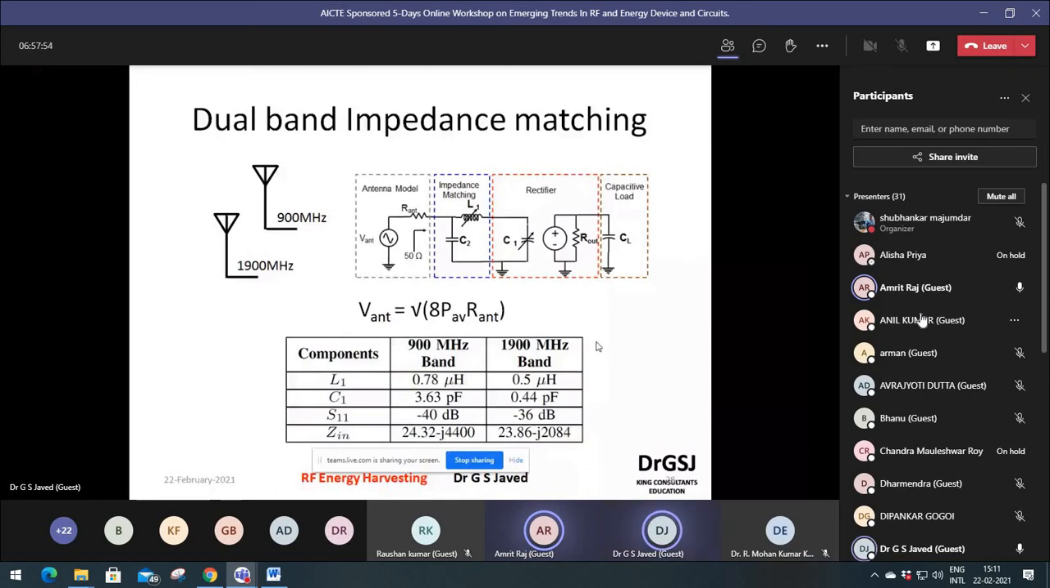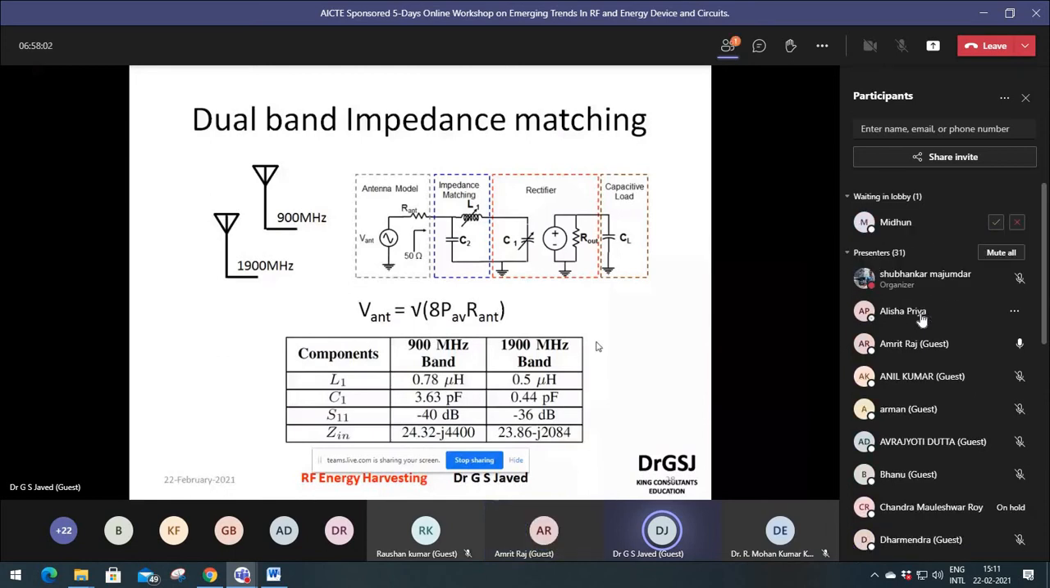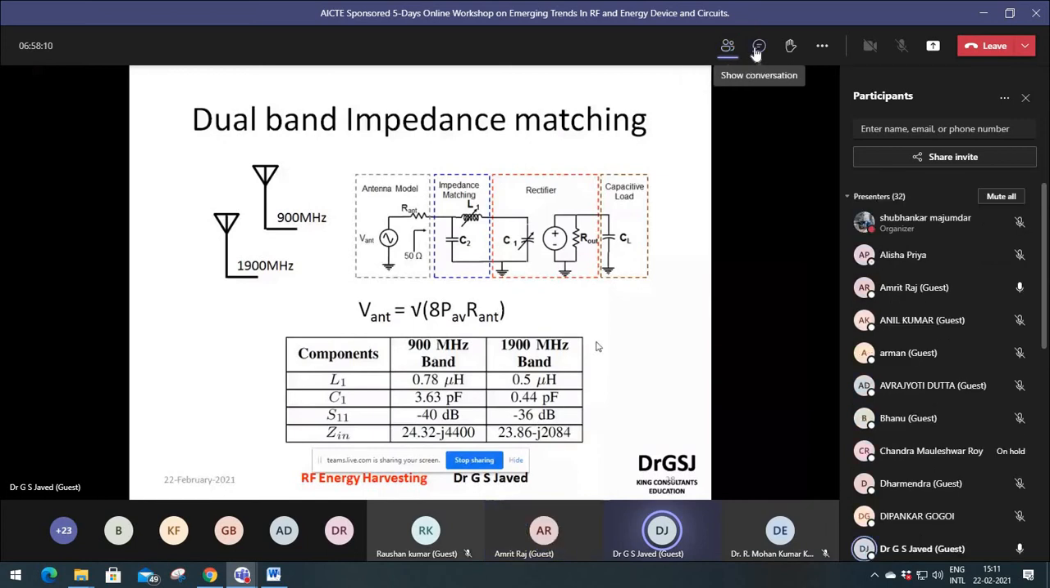The question was for all the participants. What I want to say is 900 megahertz and 1900 megahertz are 2 frequency ranges. Now, what telephone band do they correspond to, and what networking generation do they correspond to?